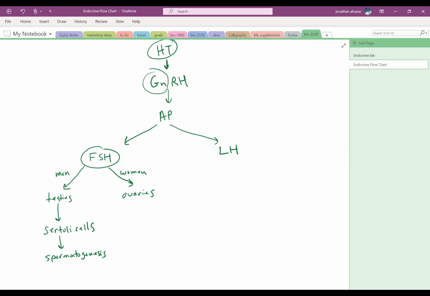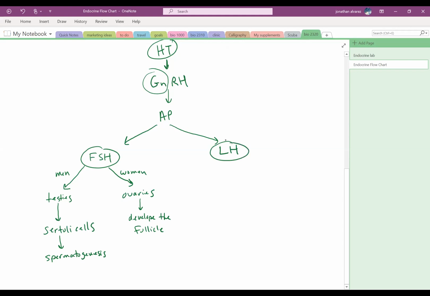In women, it goes to the ovaries, and that helps develop the follicle. Thus the name follicle stimulating hormone, so it helps develop the follicle.